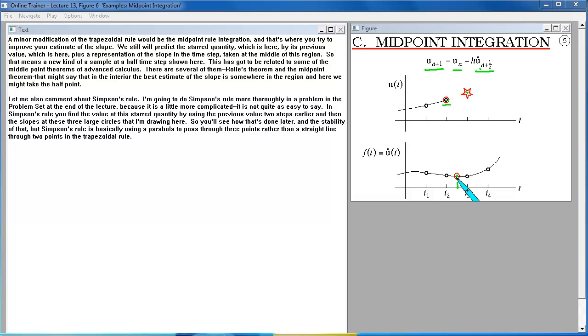Let me also comment about Simpson's rule. I'm going to do Simpson's rule more thoroughly in a problem in the problem set at the end of the lecture, because it is a little more complicated. It's not quite as easy to say, but in Simpson's rule you find the value at this starred quantity by using the previous value 2 steps earlier, and then the slopes at these 3 large circles I'm drawing here. So you'll see how that's done later, and we look at the stability of that. But Simpson's rule is basically using a parabola to pass through 3 points rather than a straight line through 2 points in the trapezoidal rule.